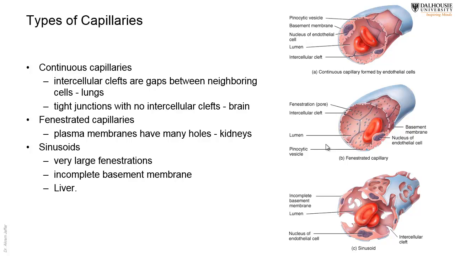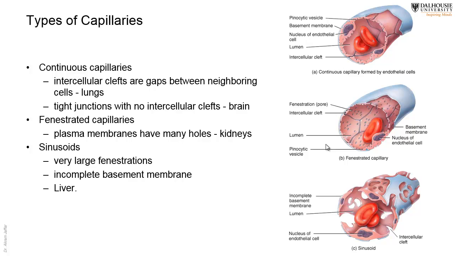So these are continuous capillaries, but in many other places in the body, we have what we call fenestrated capillaries. As you can see here, there are fenestrations, there are pores in the plasma membrane, and this will allow a ready exchange of substances between the blood and the extracellular compartment.